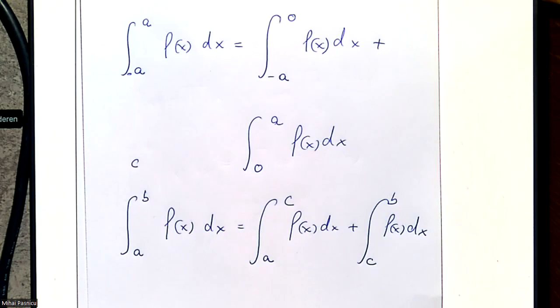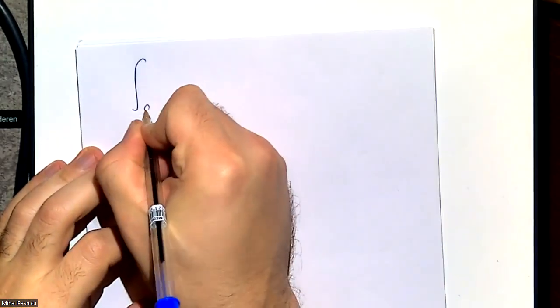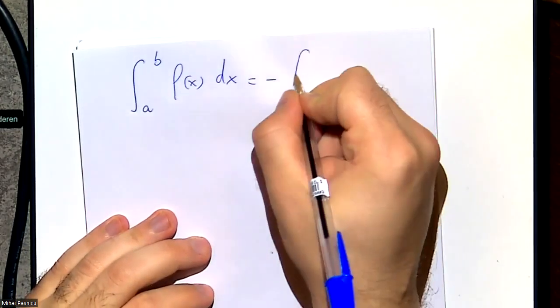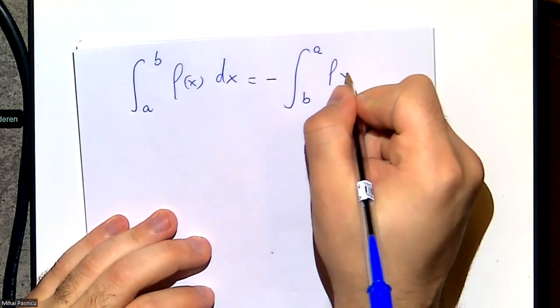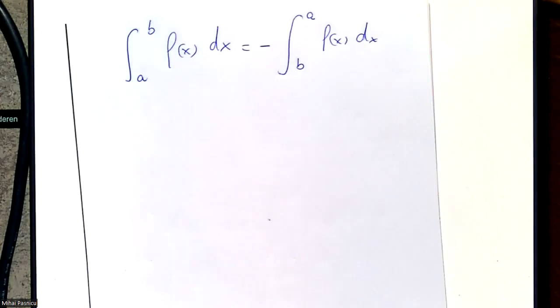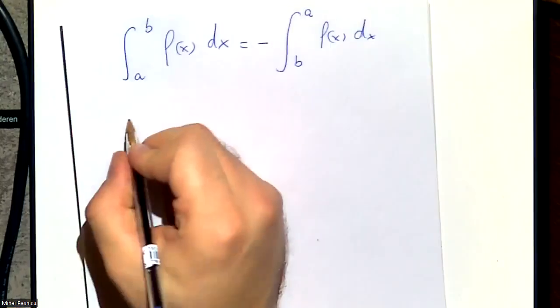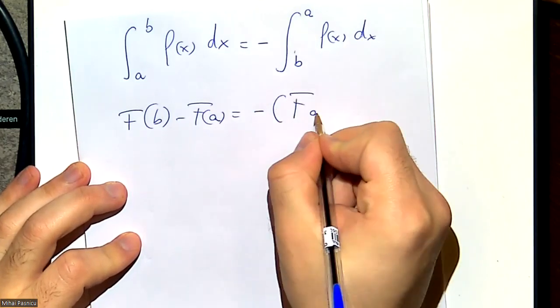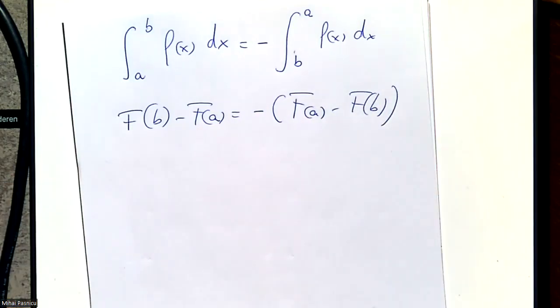Now, what are the properties? The integral from A to B of F of X dx is also equal to minus the integral from B to A of F of X dx. This is again pretty trivial, right? Because if you apply the formula that we just wrote here, I'm just going to get F of B minus F of A is equal to minus, apply the formula here, F of A minus F of B. So I didn't really do anything smart, okay? These are just some tips and tricks that can maybe be useful at some point for you guys.